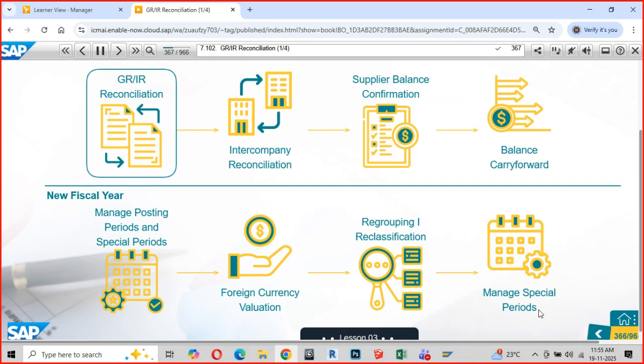excellent experience, new learning. Now, what does this balance carry forward? How does SAP allow you to do it? One of the basic concepts, let me get back to my Excel sheet.